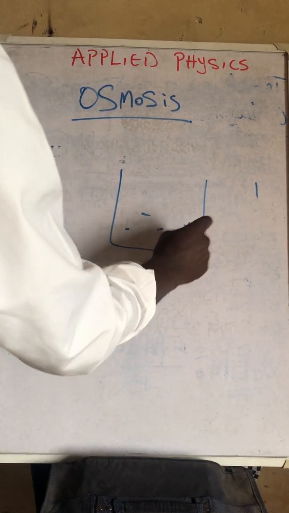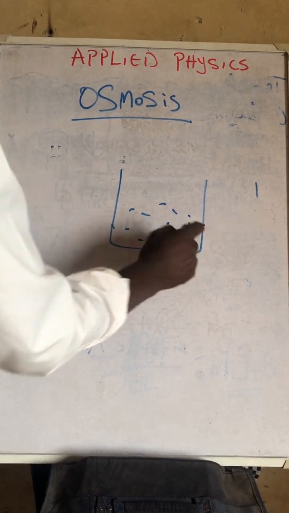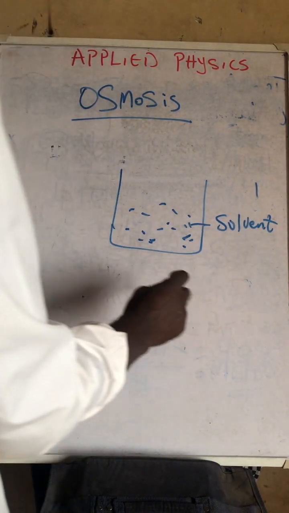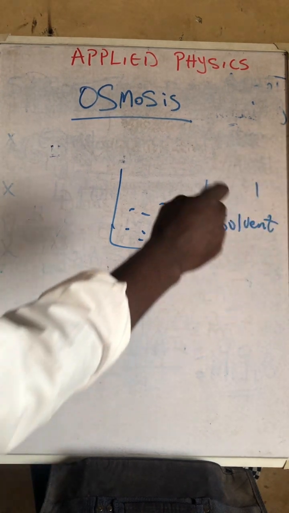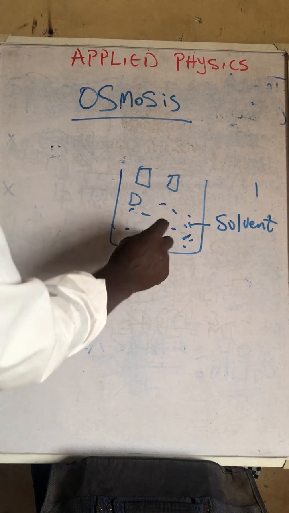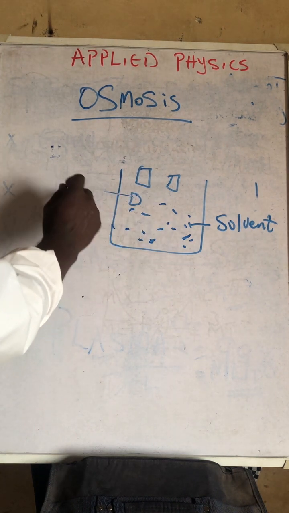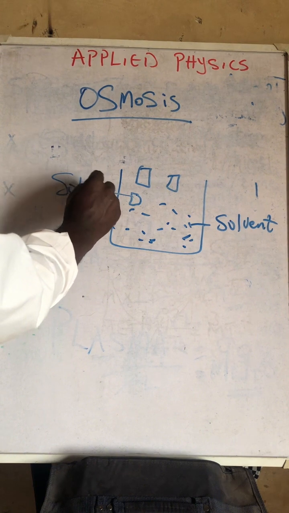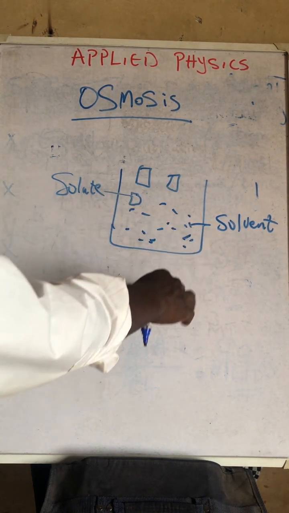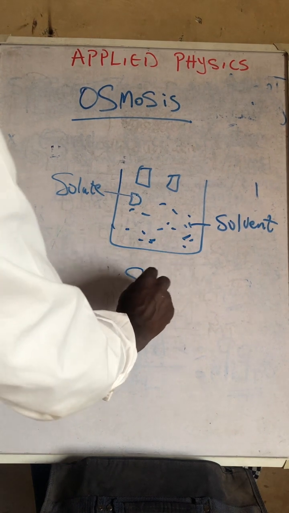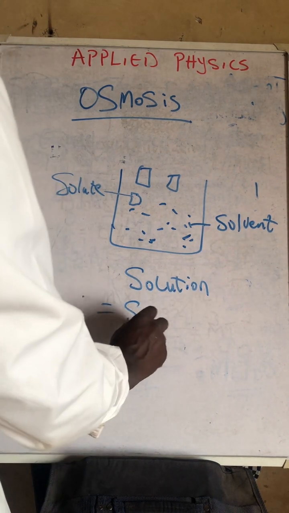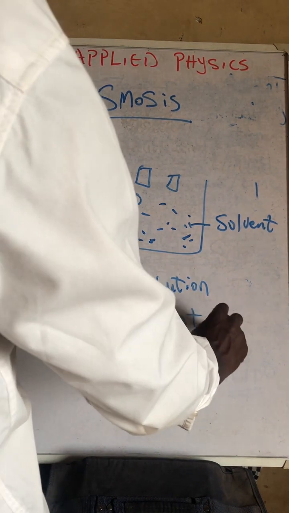Let's say this is water. So the water here is the solvent. Then the solute is what is dissolved, like let's say sugar cubes. These are called the solutes, the substances that dissolve in the solvent. When the substance is dissolved, it forms what we call a solution. So a solution is equal to solvent plus solute.